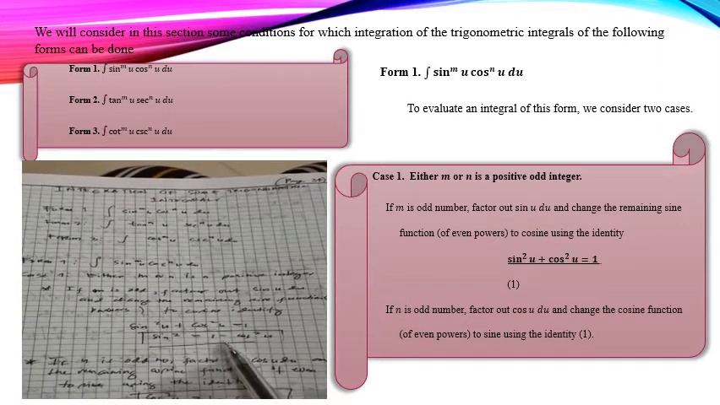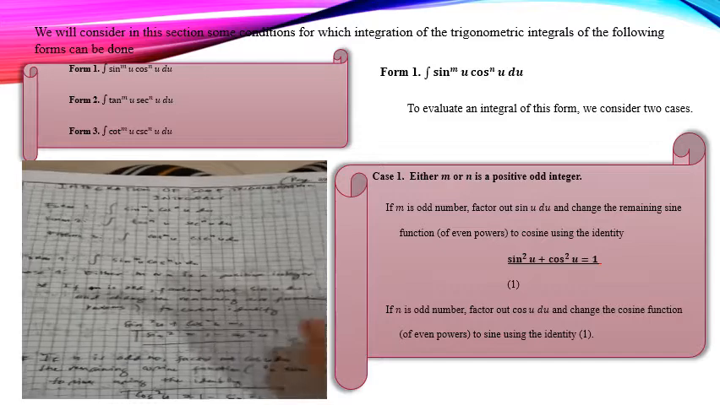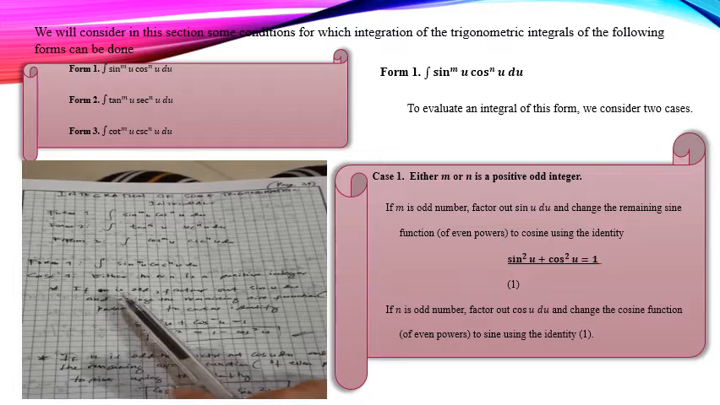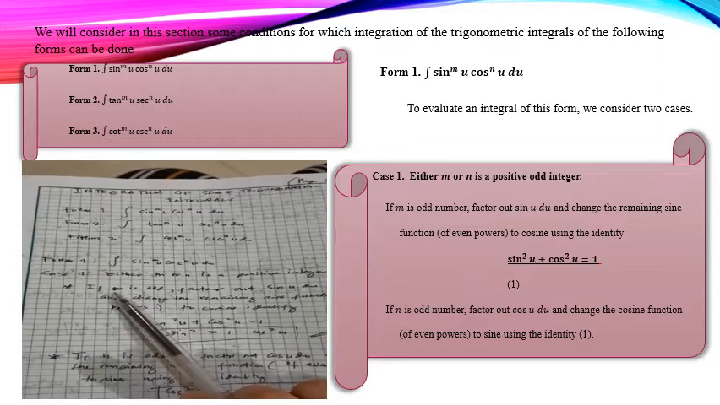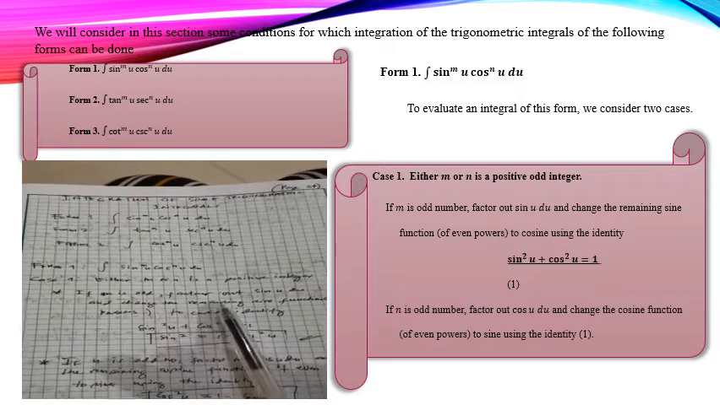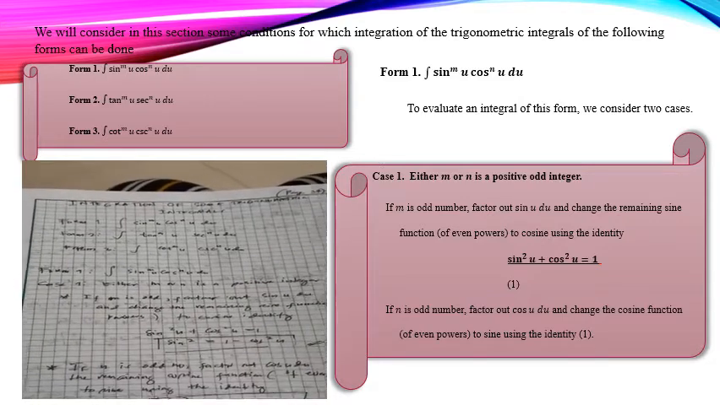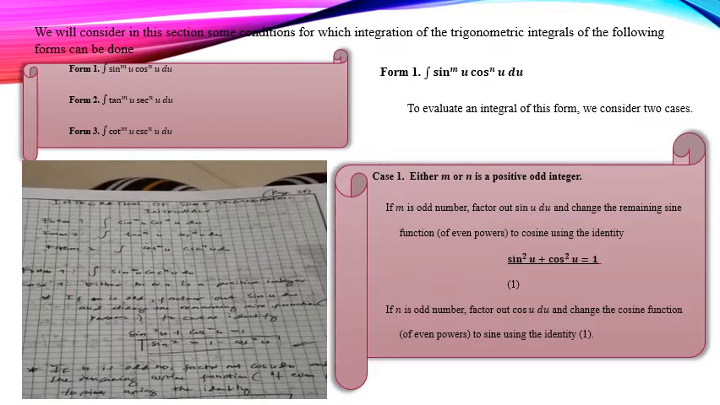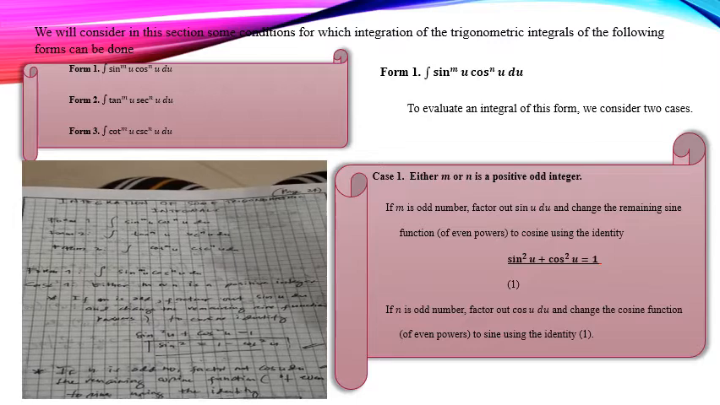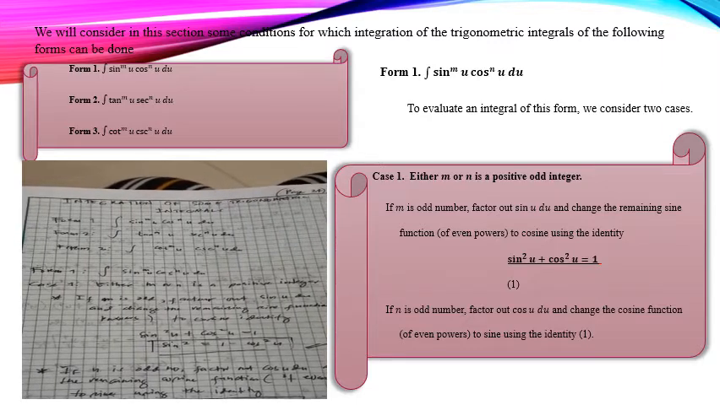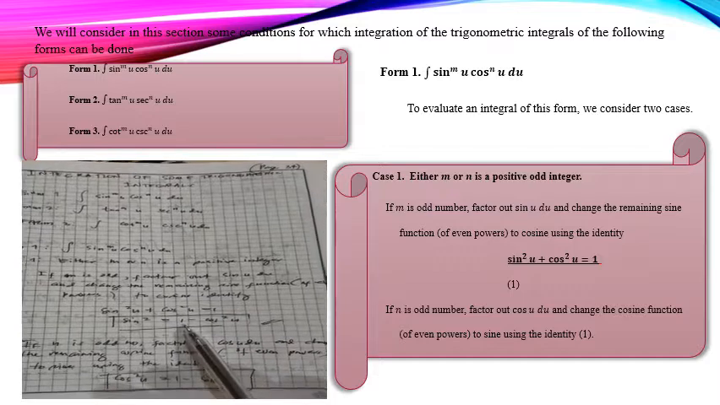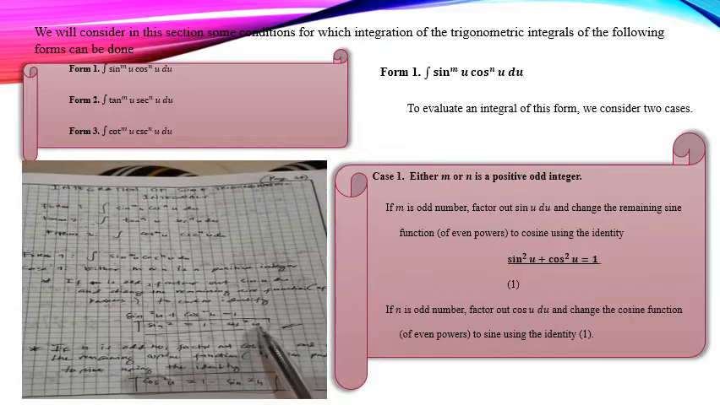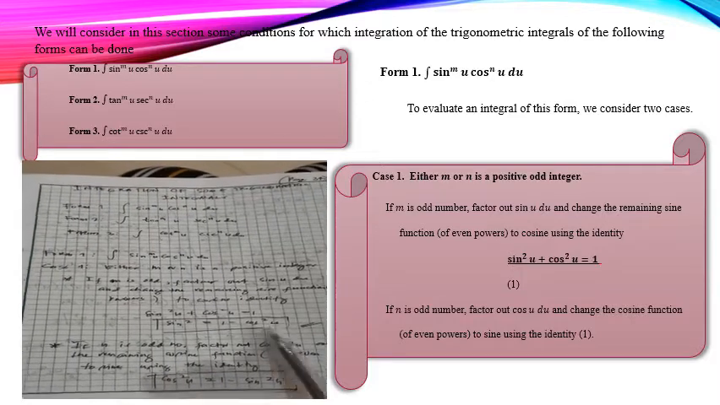Ibig sabihin, ito yung gagamitin natin na formula na identity if ever man na ang naging odd number is yung exponent ni sine. Okay, if m is odd, factor out sine u du. Ibig sabihin nun, babawasan natin ng isang sine if ang exponent ni sine is an odd number. And then yung remaining na sine function na even na yung power niya, ito yung i-replace natin, si 1 minus cosine squared u. Depende sa given na triangle. Kasi ang given dito na triangle is the variable u.